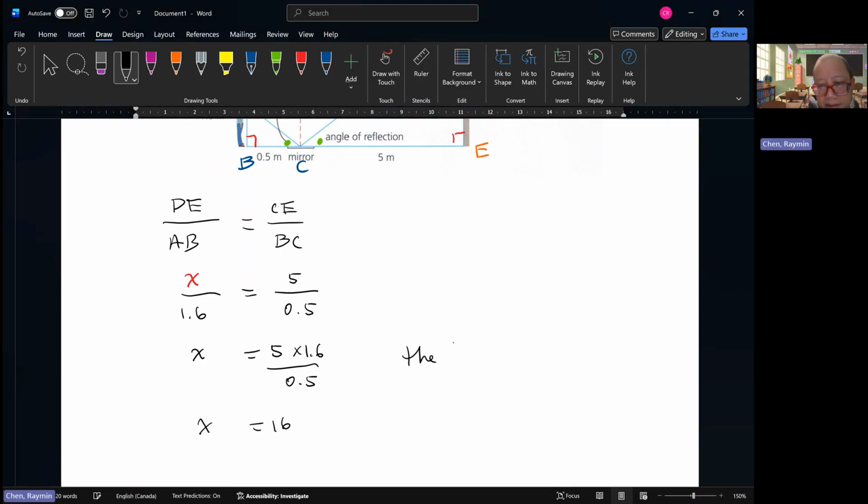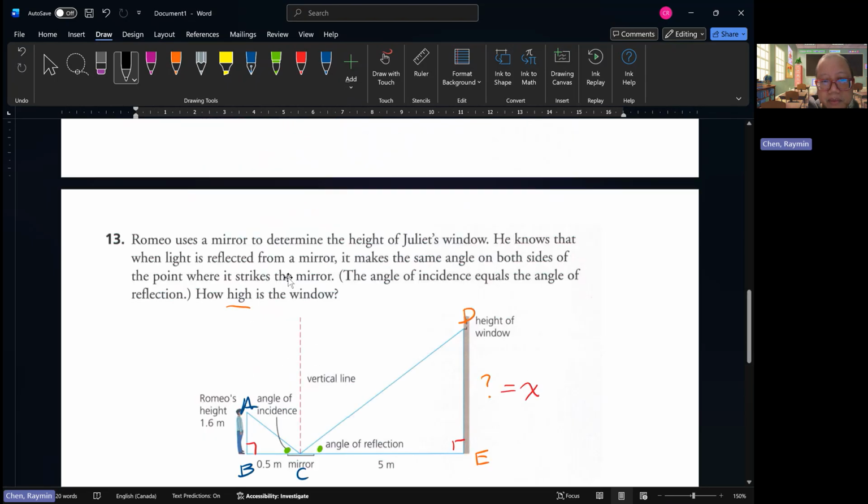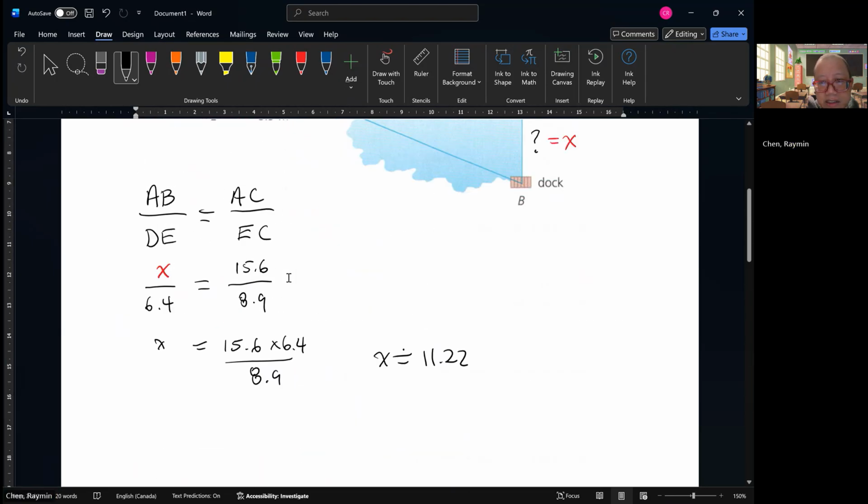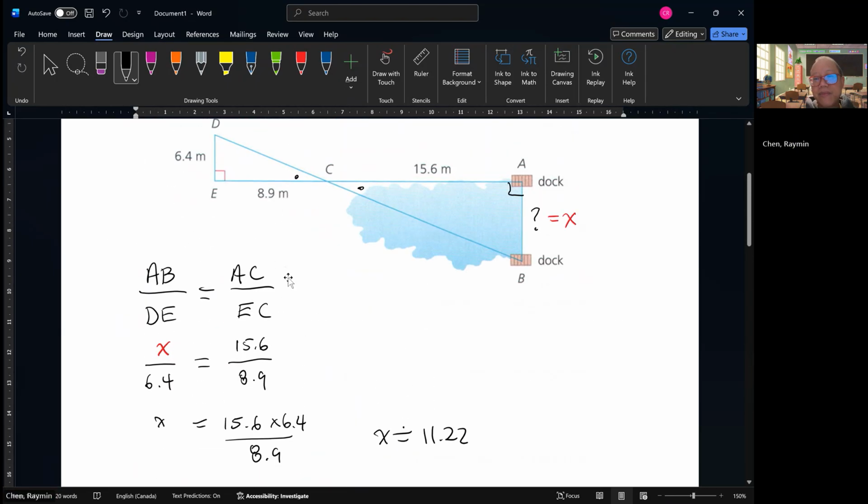The height of the window: 16 meters. And I should have given the other answer over here. My apologies. Go back to the dock question. The distance of the docks: 11.2 meters.